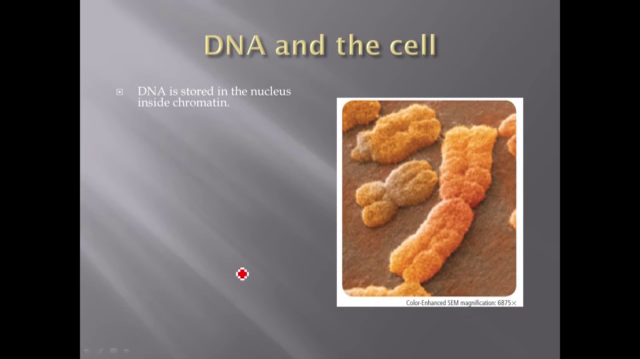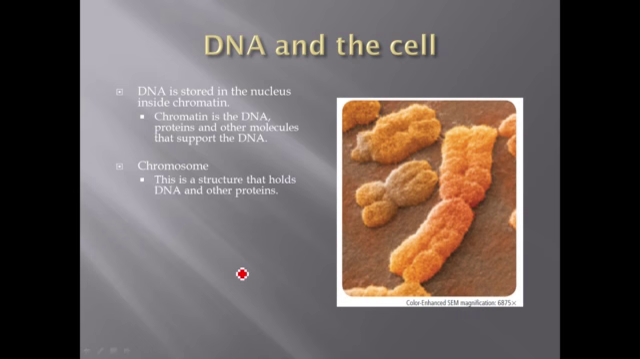So, the DNA in the cell. The DNA is stored inside what's called chromatin. It's basically like a goo-like substance. And the chromatin is just DNA and proteins and other molecules that basically help the DNA. So if you look inside the nucleus and you want to find the DNA inside of the nucleus, it's held in what's called chromatin.